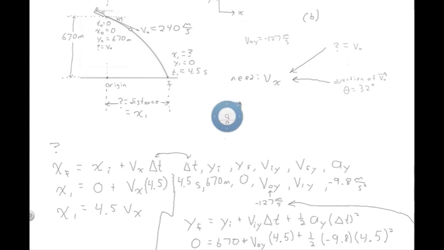We need Vx to plug into this equation to find x1. Well, we've actually had a lot up. This is no longer an unknown. This is now a known. We know that that's 240 meters per second. So we can use these two numbers now that we know and break this vector into components.